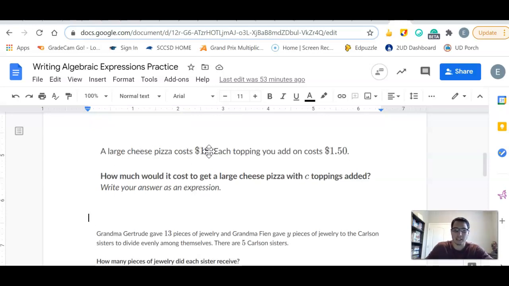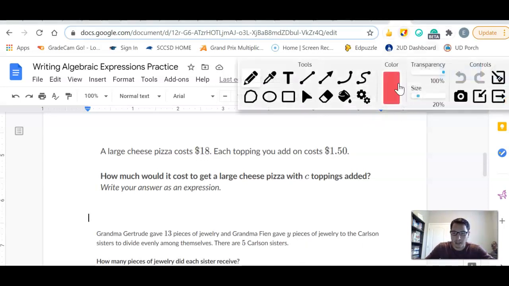A large pizza costs $18. Each topping you add on costs $1.50. How much would it cost to get a large cheese pizza with C toppings added? All right, well, I shouldn't say everyone, but almost everyone loves pizza. So this is kind of a fun problem to do. Realistic, because I'm sure at some point in your life you will be ordering a pizza. All right, a large cheese pizza costs $18. Each topping you add on costs $1.50. So when you order that pizza, how much do you automatically have to pay?